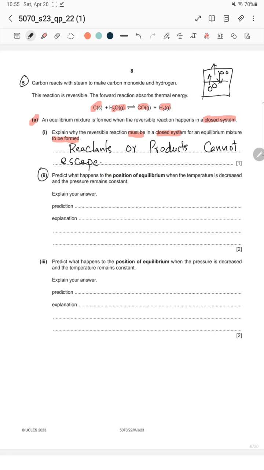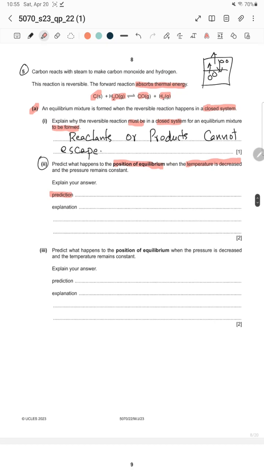Part 2 is Le Chatelier's principle. The question is about the position of equilibrium. The temperature is decreased, and you have to predict the position of equilibrium. Firstly, you should know whether the reaction is exothermic or endothermic. So we will see. The forward reaction absorbs thermal energy. It means this is an endothermic reaction. The forward reaction absorbs energy, so the bond breaking is endothermic.